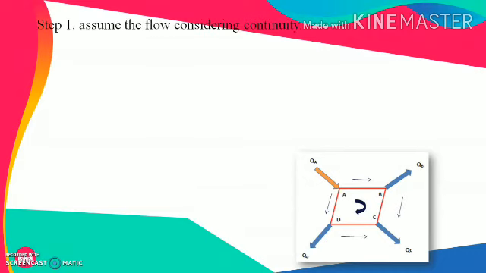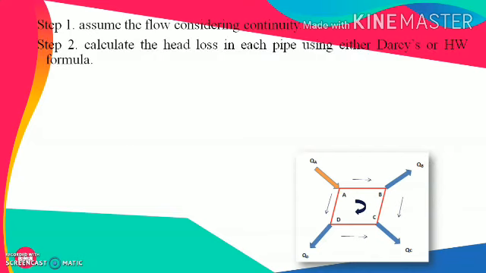Now step 1, assume the flow considering continuity. The flow considering continuity means that at node A, as QA is entering and flow through pipe AB and flow through pipe AD is the flow leaving, it will be QA equals QAB plus QAD. At node B there is a flow coming from segment AB, so QAB equals QB plus flow through pipe BC, that is QBC.